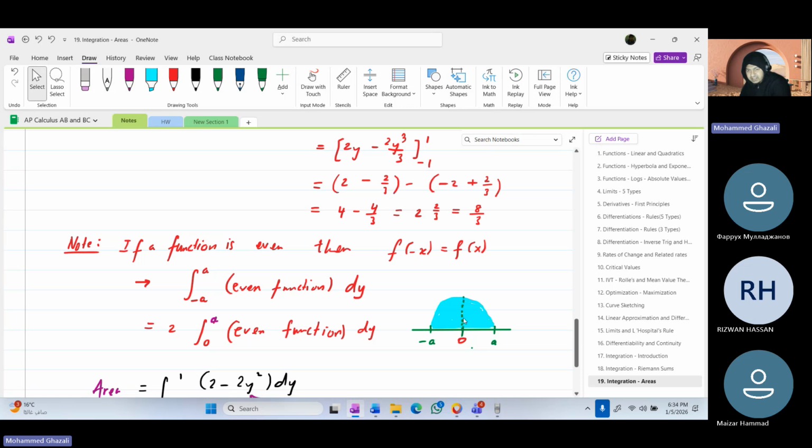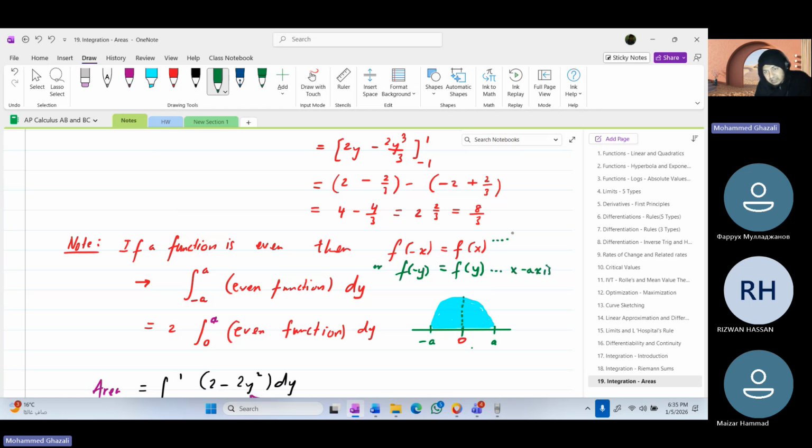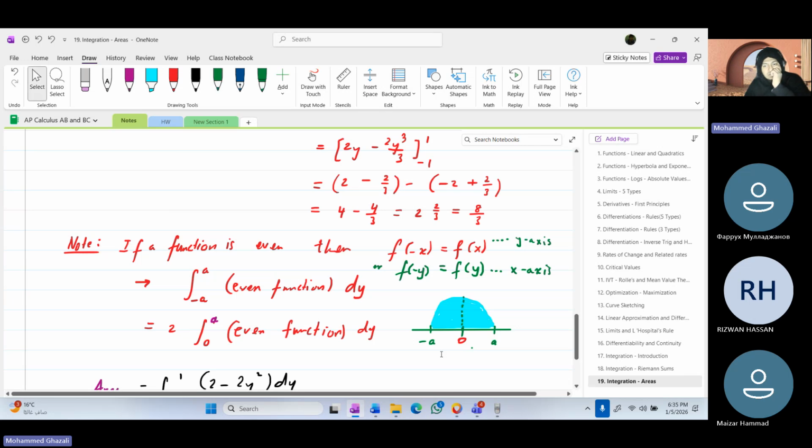When the function looks symmetrical, how do you know when the function looks symmetrical? You have to substitute this and check. Or you also need to check like this, f of negative y is equal to f of y. This is symmetrical about the y-axis, and this is symmetrical about the x-axis, right? X-axis symmetry. And this is y-axis symmetry.